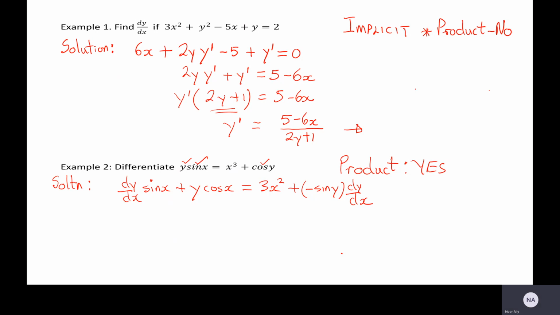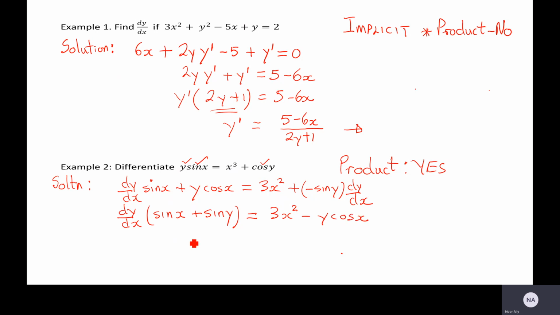And now I'm going to leave you to do the simple transposition. I'm going to remove the common factor, dy/dx. I'm left with sin x, and when I bring the minus sin y over, that will be plus sin y. All other terms that do not contain dy/dx, I've taken to the right-hand side, so it's 3x squared minus y cos x.